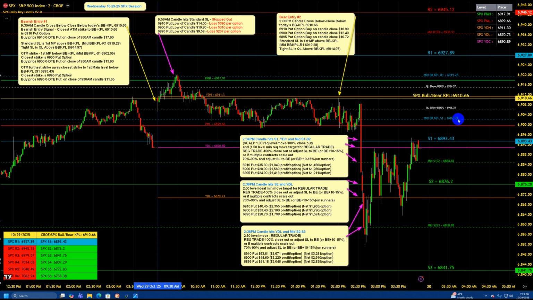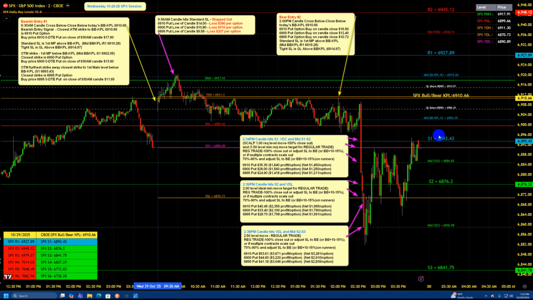SPX trades in 5-point increments, for those that are not familiar with how SPX options work. So 6900, 6905, 6910, 6915, 6895, 6890, etc. The closest strike to this is 6900. So the 6900 put would be your first out-of-the-money option that you could consider on a bearish trade, a bearish entry signal from the BBKPL level.